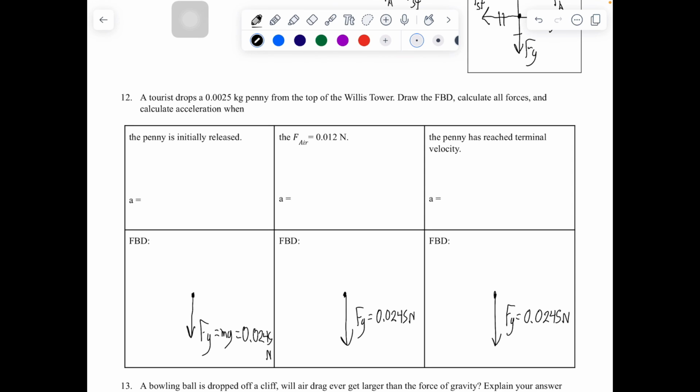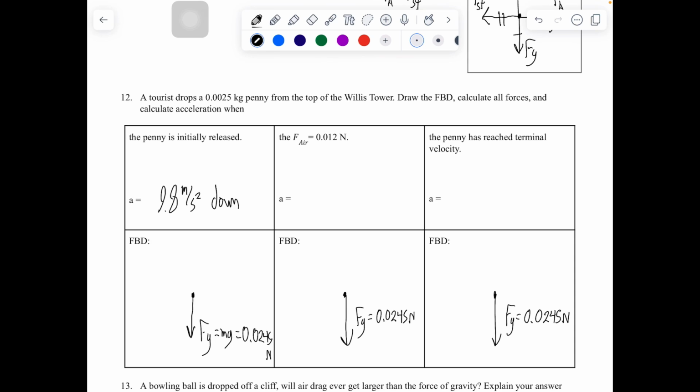Okay. And now we just need to keep going. So for our first one, penny is initially released. We know, okay, what's the acceleration? Well, the only force acting is the force of gravity. When the only force acting is the force of gravity, the acceleration is 9.8 meters per second squared. And we, of course, know that acceleration is downward.